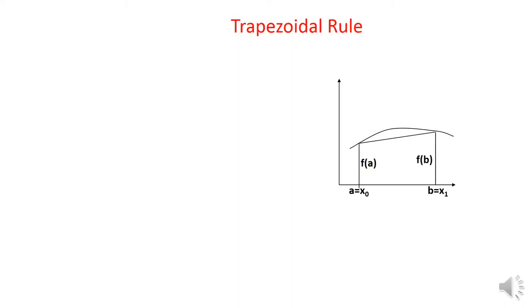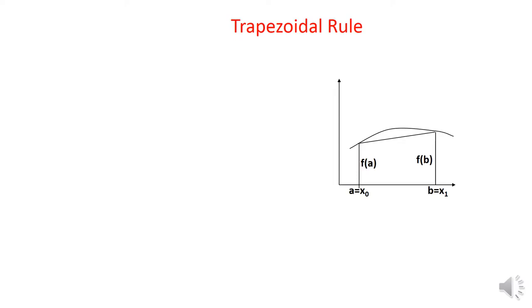Hello viewers, in this video I would like to discuss the trapezoidal rule for integration, and we have this figure in this slide where we can see there is a curve. On this curve we have taken 2 points and joined these 2 points with the help of a straight line. It means we are approximating the curve with the help of a straight line.